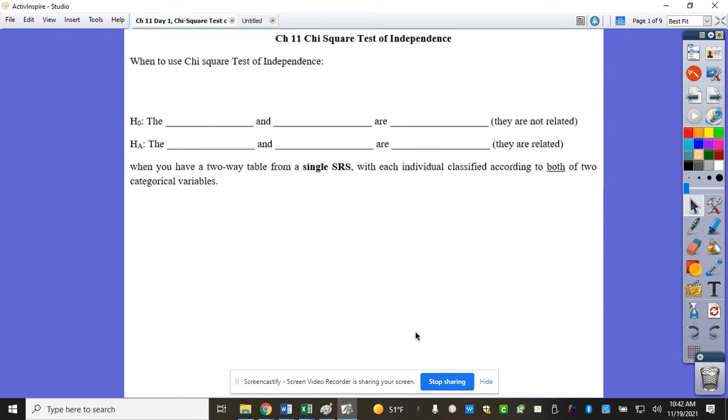Now I am actually starting, and I think I wrote on the other one, not this one. I'm actually starting in section 11.2. We're going to do 11.1 on Monday. I just like teaching them backwards.